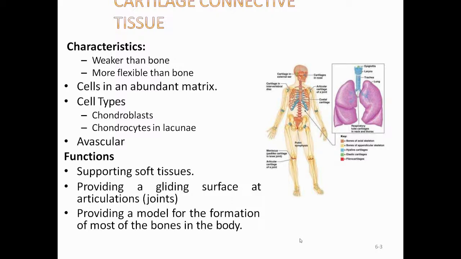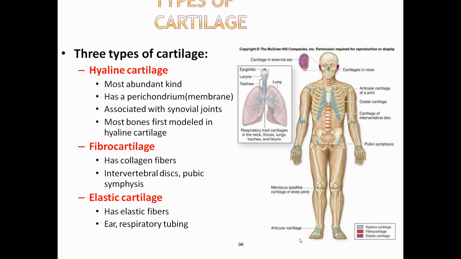What is the function of it? It supports soft tissue. It provides a gliding surface at articulations, and it provides a model for the formation of most of the bones in the body. Types of cartilage: we have three types of cartilage in our body, that is hyaline cartilage, fibrocartilage and elastic cartilage.